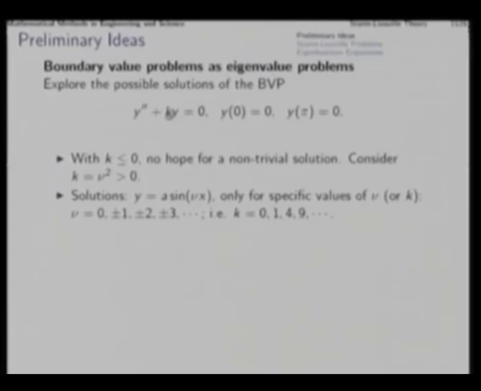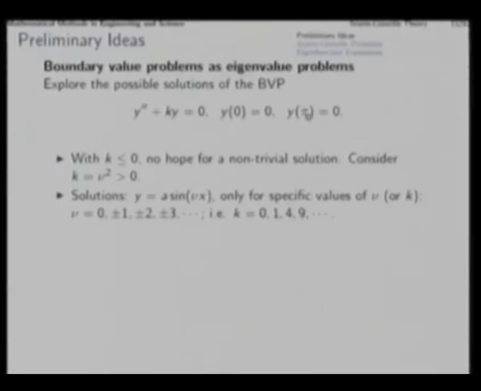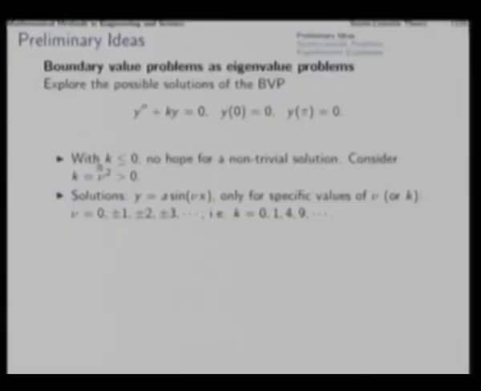With k equal to 0 also there will be no non-trivial solution, because in that case y double prime will be 0, which means that y prime will be constant, which will mean that y will be a linear function, and a linear function also, if it rises at some point from 0, will never come back. So, with k equal to 0 also we do not find any solution except the trivial solution, y equal to 0, which will always remain. Now, we consider positive values of k. If k is positive, then we can call it nu square.